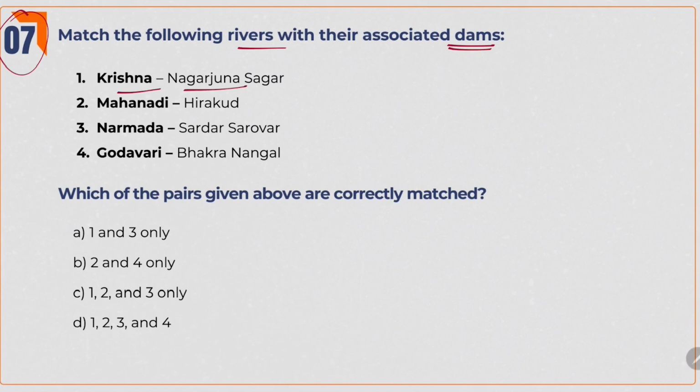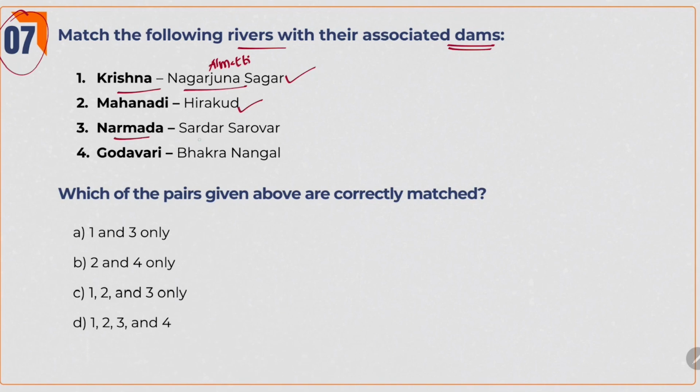Krishna, Nagarjuna Sagar. Yes, right. What is the other dam that is located on Krishna? It is Almatti Dam. Okay. Mahanadi, Hirakud Dam. Yes, this is right. We have already seen it in a previous question.